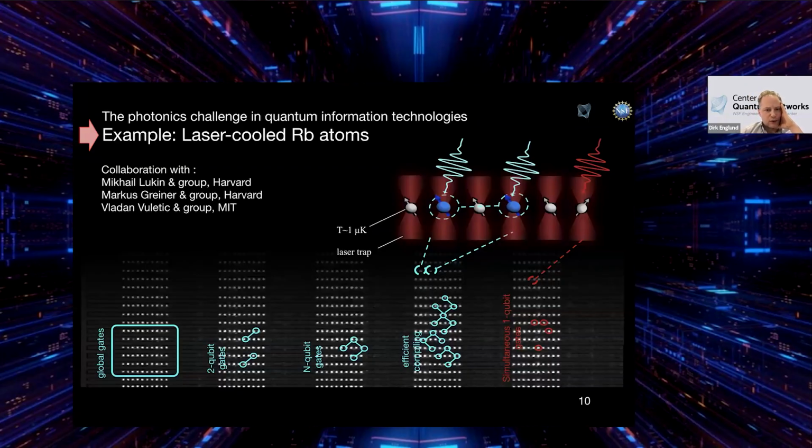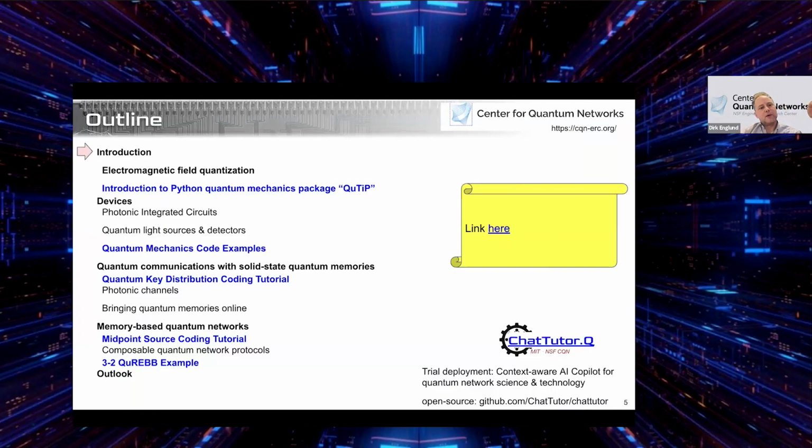All right. So before that, I was saying we're going through an introduction, and then we're going to dive deeper into coding examples for quantum mechanics, for quantum key distribution, for a kind of entanglement generation technique that has proven important for example, for quantum network altogether, and is used in the Center for Quantum Networks, called the Midpoint Source protocol. And we'll have a coding tutorial for that.